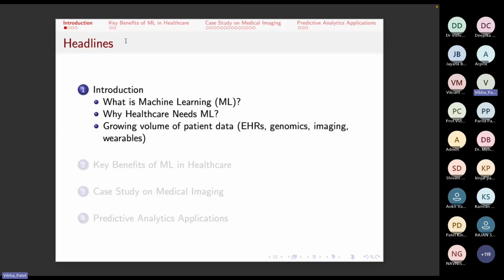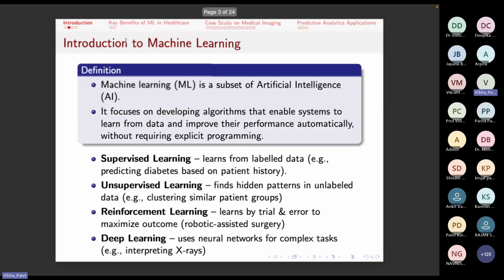So to start with, I'll be covering what is machine learning, why healthcare needs machine learning, which in turn is actually the requirement of the growing volume of data that has been generated. So let's proceed with the definition of machine learning.